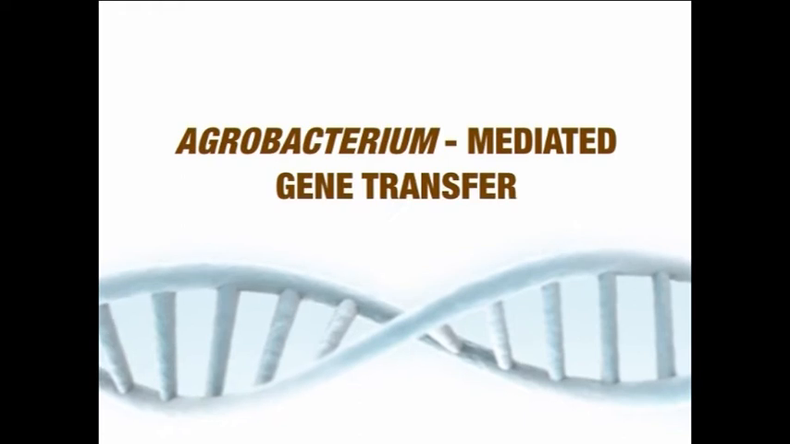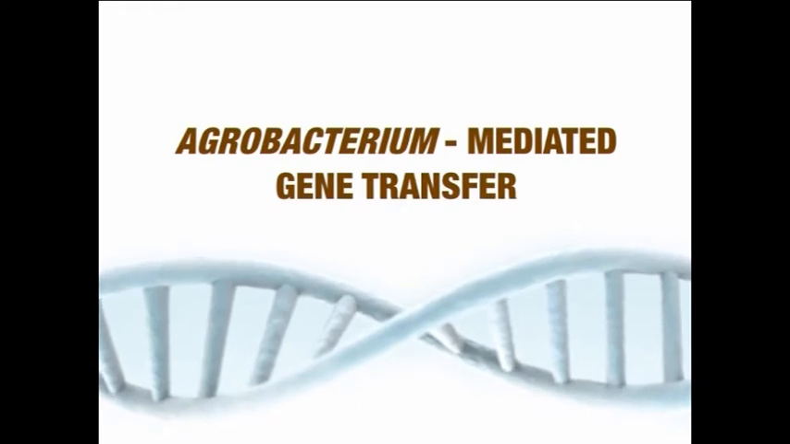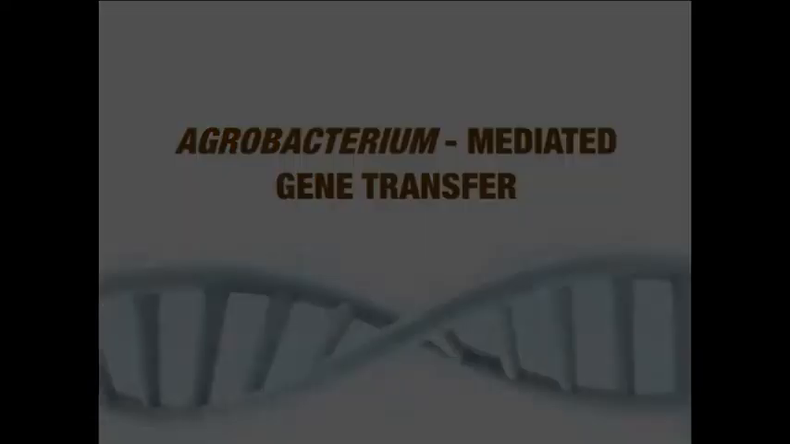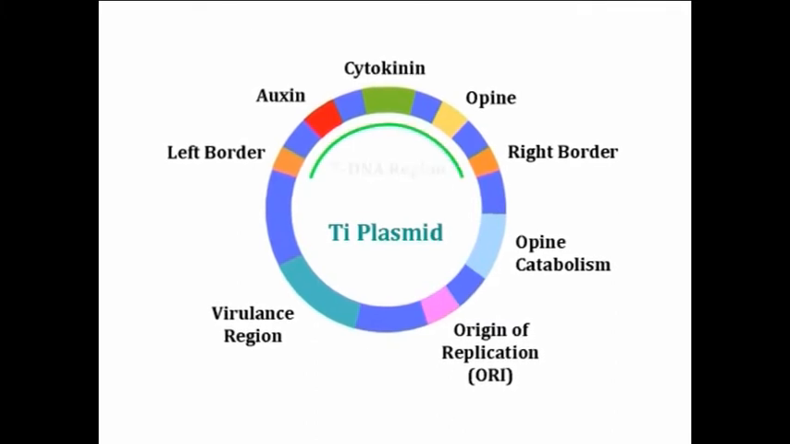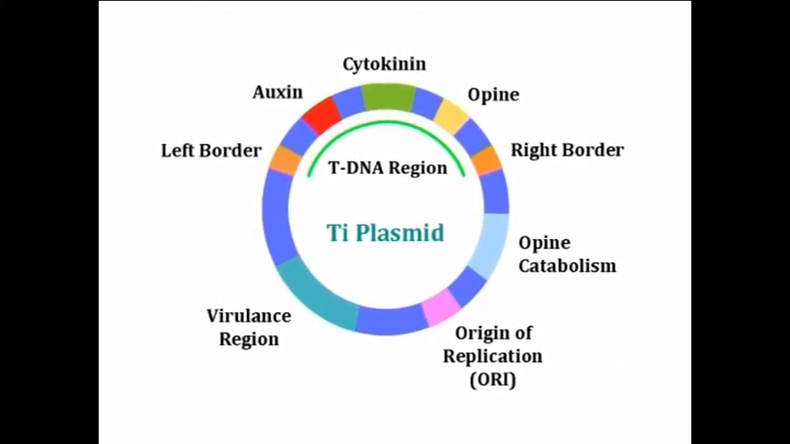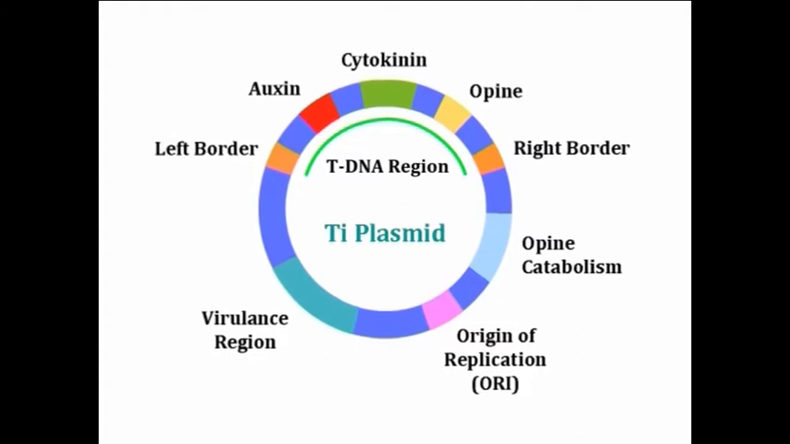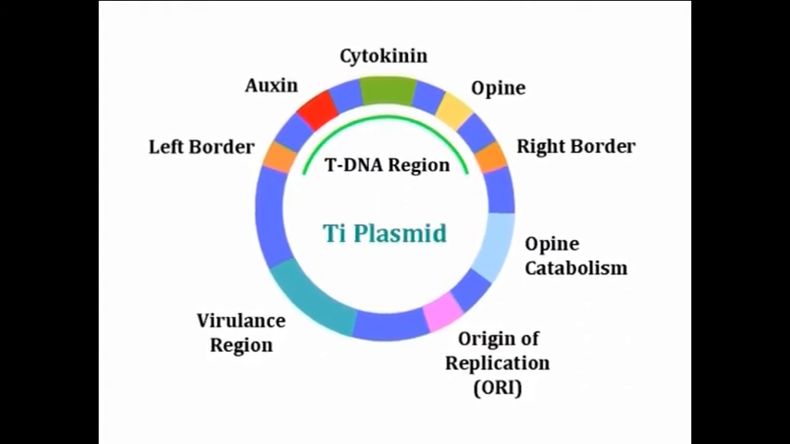Agrobacterium-mediated gene transfer. The Agrobacterium bacteria are called natural genetic engineers as they can transfer part of their plasmid called T-DNA into infected plant cells causing crown gall disease. This ability of bacteria is exploited for the delivery of transgene to plants.